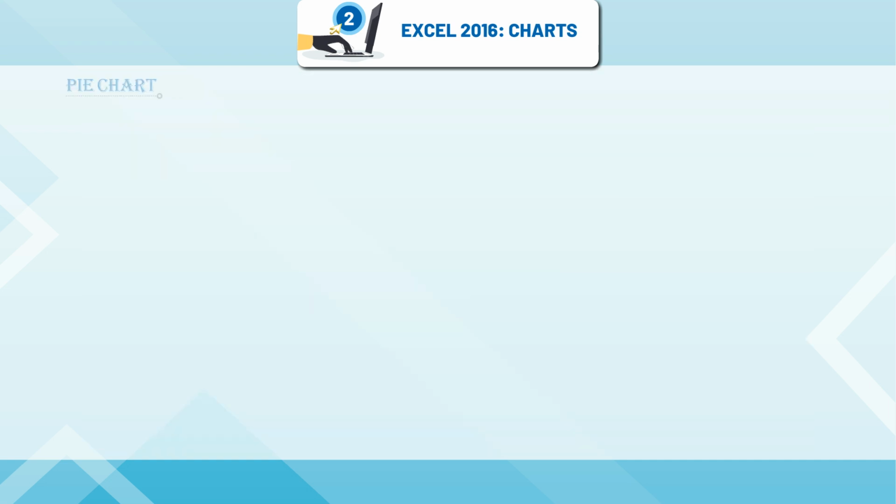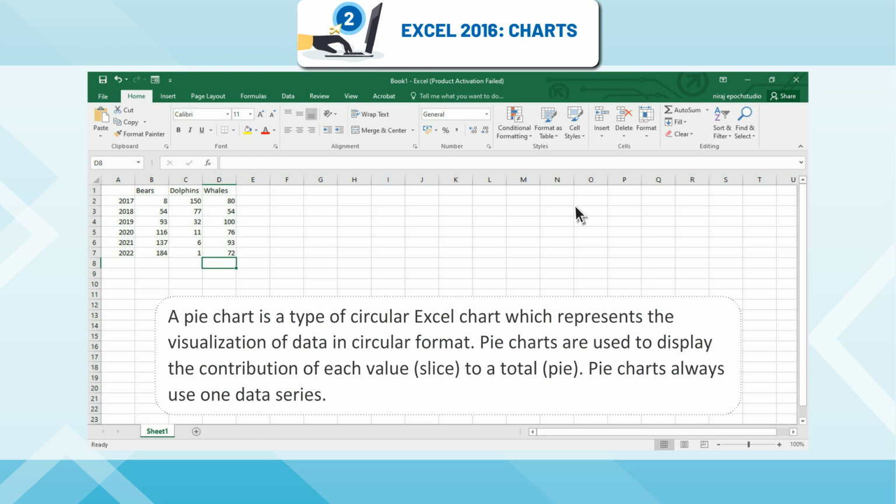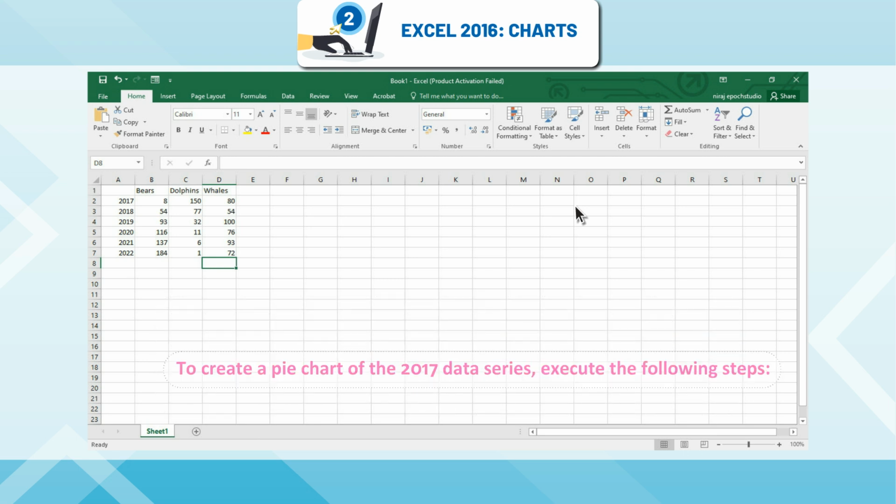Pie chart. A pie chart is a type of circular Excel chart which represents the visualization of data in circular format. Pie charts are used to display the contribution of each value or slice to a total pie. Pie charts always use one data series.